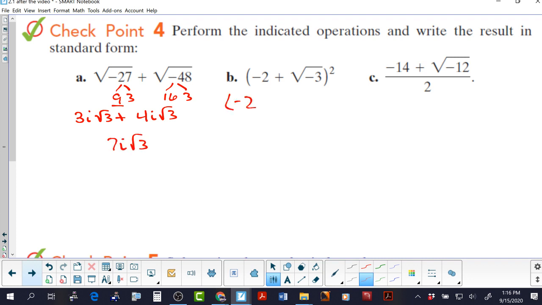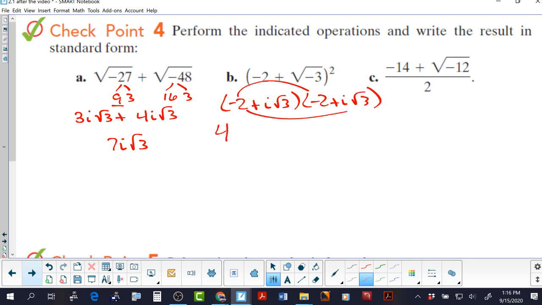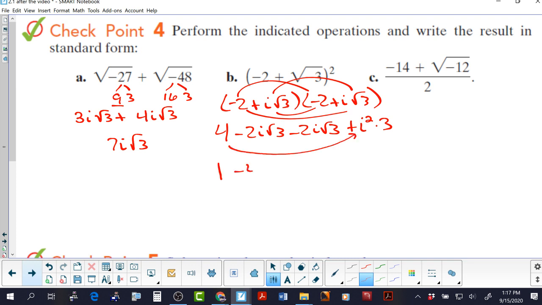Let's FOIL this. Well, let's do it like this. Let's FOIL the -2 plus i square root of 3, -2 plus i square root of 3. Let's do it like that. So 4 minus 2i square root of 3 minus 2i square root of 3. And then last is plus i squared times 3. Because square root of 3 times square root of 3 is 3. Well, that's 4 minus 3, that's 1, minus 4i square root of 3.